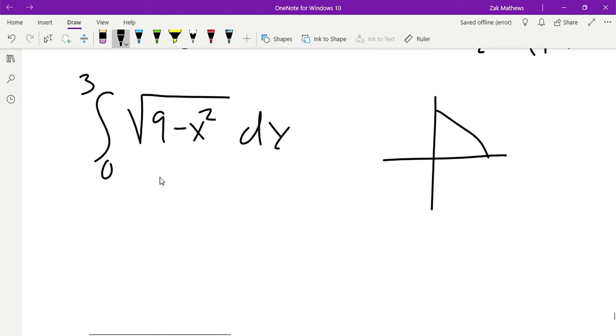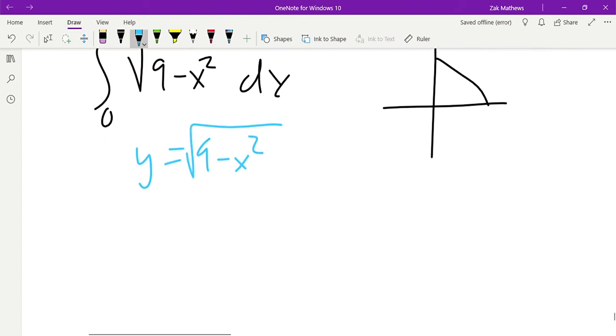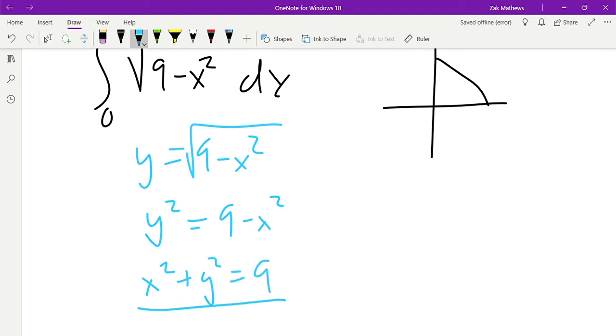So let's think about what we have right now. We have a function y is equal to the square root of 9 minus x squared. Let me do a little rearranging. I'm not quite sure what this looks like, so I'm just going to do a little tinkering. I'm going to square both sides, and I see I have an x squared and a y squared. I'm going to get those x squareds and y squareds to the same side. And lo and behold, the shape that I have, we should recognize as a circle with a radius of 3.